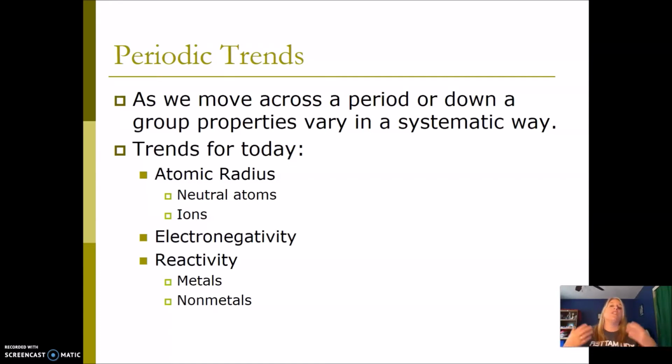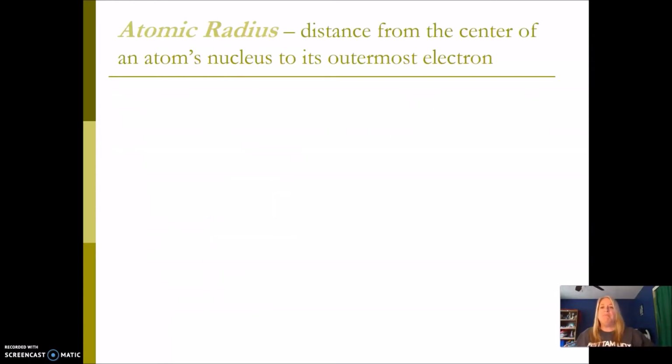like size. So we're going to talk about atomic radius, both in neutral atoms that have the same number of protons as electrons, as well as ions. Remember, ions are those that have either more electrons, so they're negative, or fewer electrons, so they're positive. We're going to talk about a trend called electronegativity, which is awesome because it's on your periodic table. And we're going to talk about reactivity, which differs whether you're a metal or a non-metal. So let's get to it.